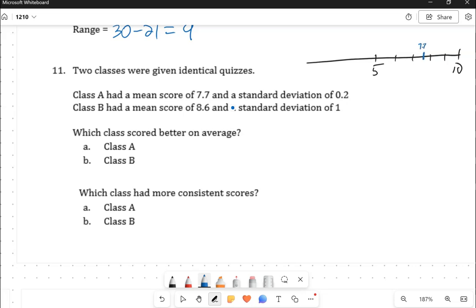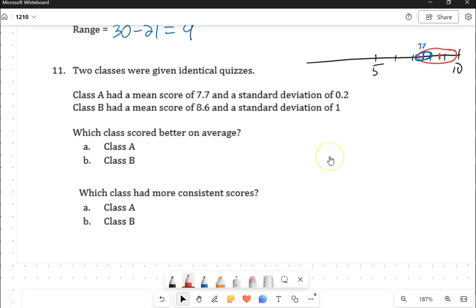The standard deviation of 0.2 means that most of the scores were very close to 7.7. 8.6, the standard deviation of 1 means that the spread was wider around that 8.6. There was more variation.